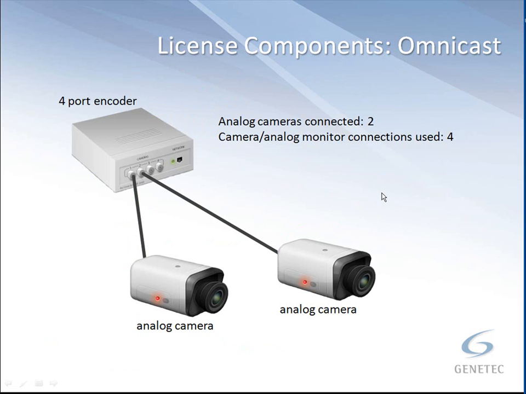Now, analog cameras are not counted, but the ports on the encoder are. This means that if we have a 4-port encoder on the system with all ports active, it will take up 4 encoder and decoder connections, even if we only have 2 cameras plugged in, like in our situation here. Now, you can also refer to the specific unit's manual to see if some of these ports can be disabled. This is an option on certain hardware encoders and decoders, but it's something that has to actually be set up within the unit.